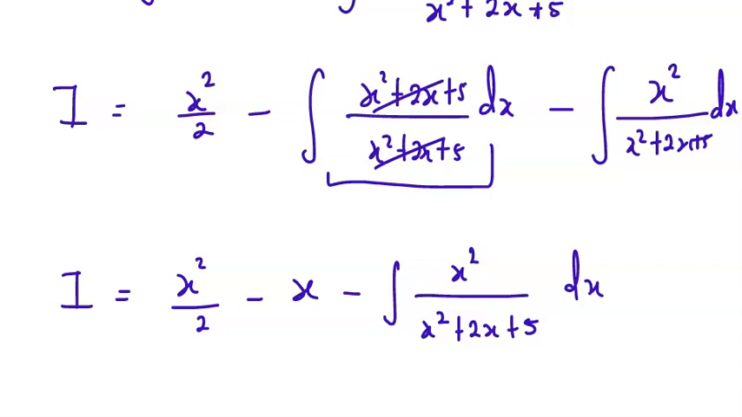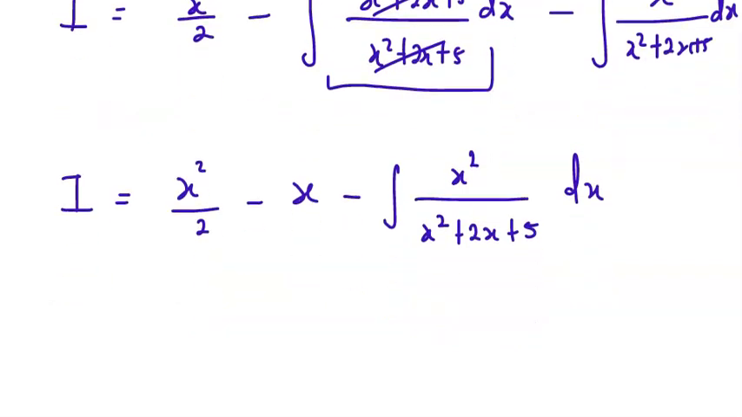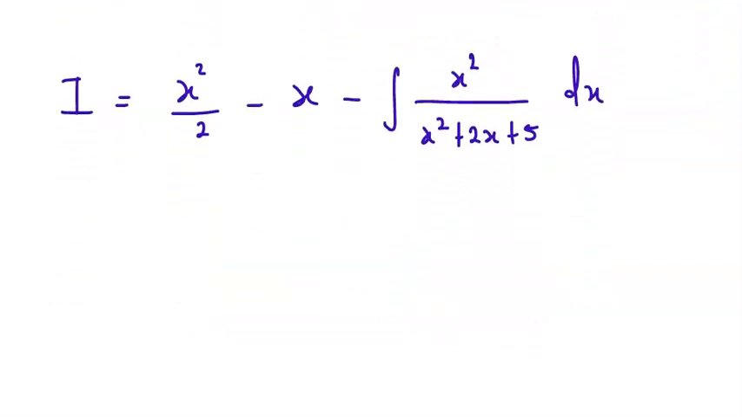So what are we going to do to this part right over here? What do you think we're going to do? Okay, so I think we're going to write it like this. So I here is equal to x squared divided by 2 minus x, and then minus, so put this in brackets.